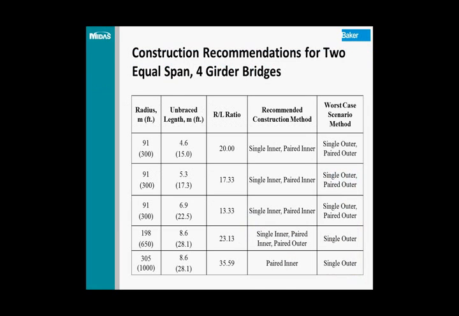So the next few slides I'm just going to go through briefly. We did the same and tried to make recommendations for the 2 equal span bridges, 4 girders and 5 girders, and the same for the 2 unequal spans. If you look here for this one, once again, pretty consistently, the outer methods were resulting in higher deflections, and the single inner or paired inner resulted in the best construction methods. But there is no single method that we would recommend for constructing bridges of this type based on our results.